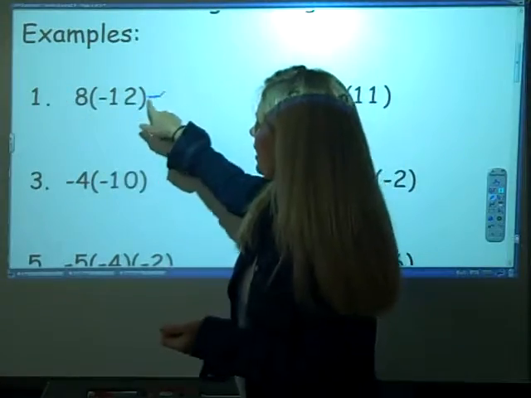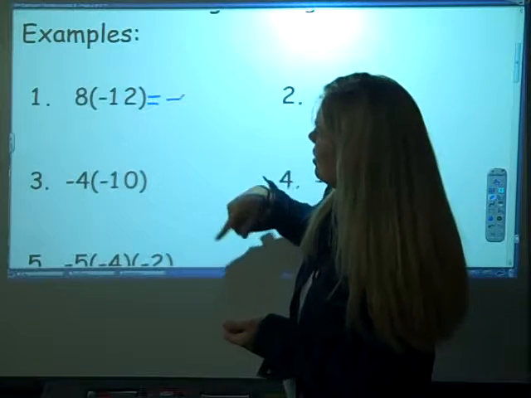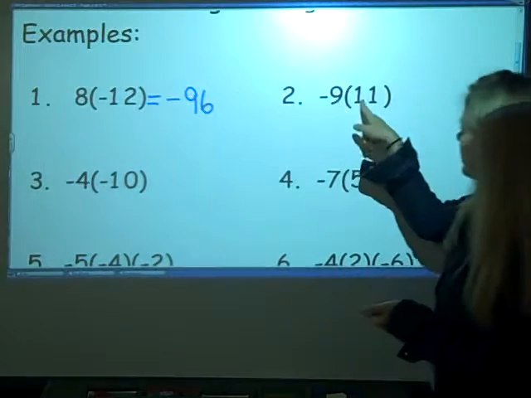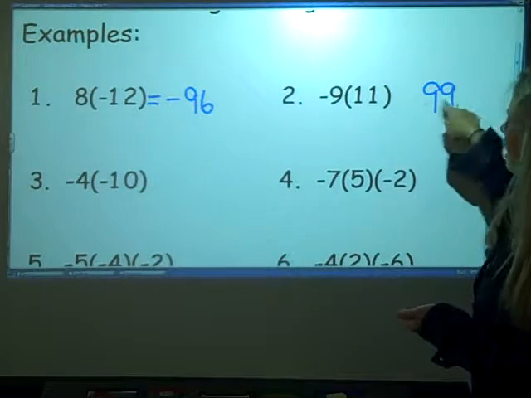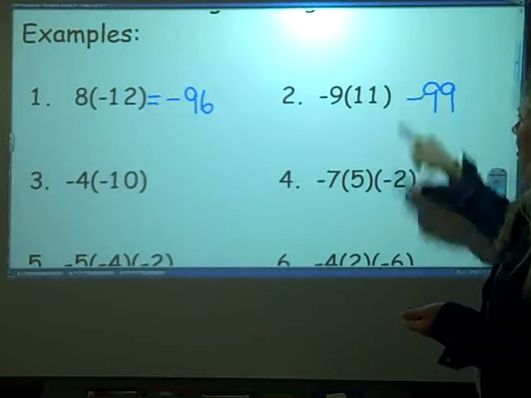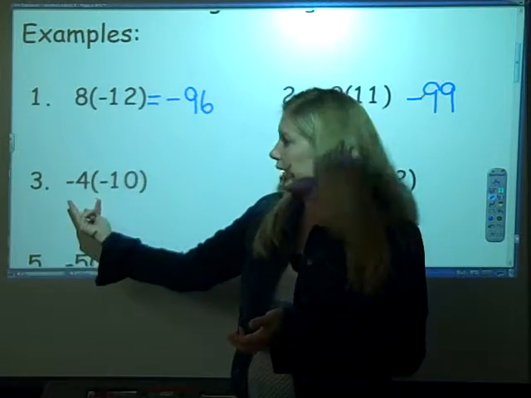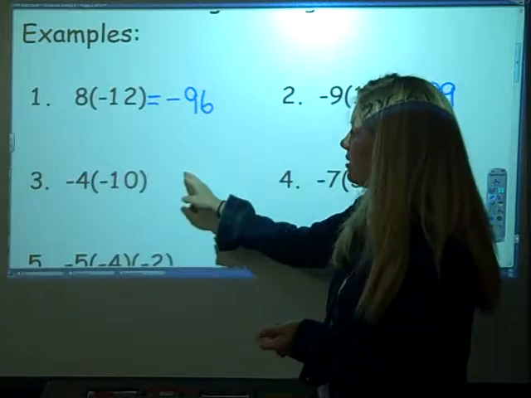Different signs right away, I know that I'm going to have a negative answer. You get negative 96. 9 times 11 is 99. They are different signs, so it's negative 99. Same sign, even though they're both negative, negative times negative would be a positive 40.